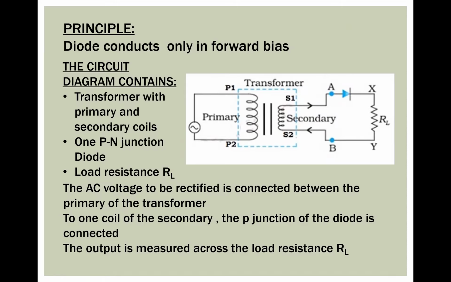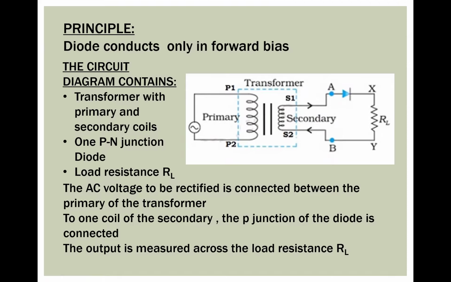But here, when we compare, the primary has more windings compared to the fewer windings in the secondary, so we call it a step down transformer. Whatever input voltage we give to the primary, it brings the voltage down. Okay.